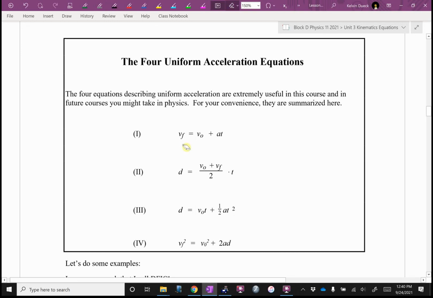These are our 4 kinematics equations. VF equals VI plus AT. D equals bracket VI plus VF over 2, times t. D equals VIT plus a half AT squared. And VF squared equals VI squared plus 2AD.